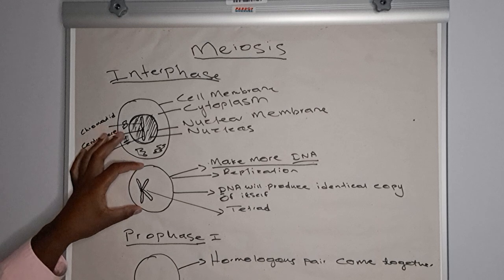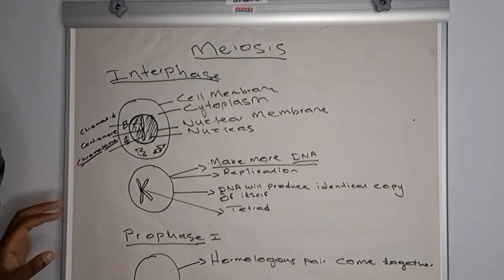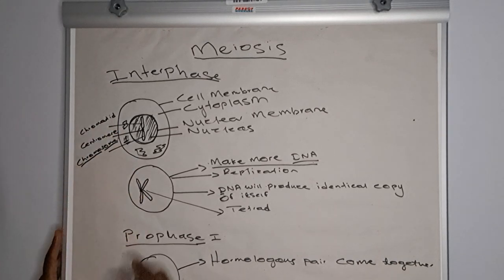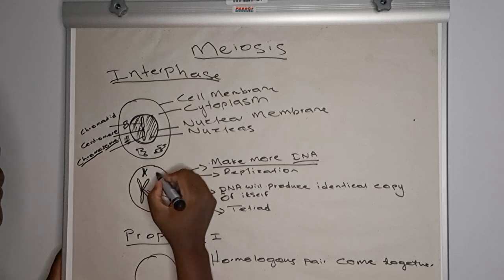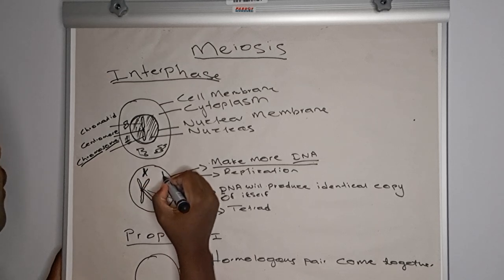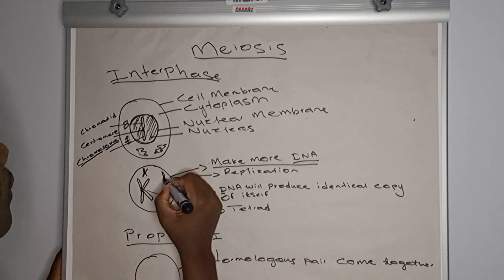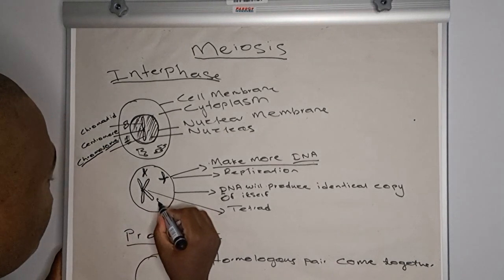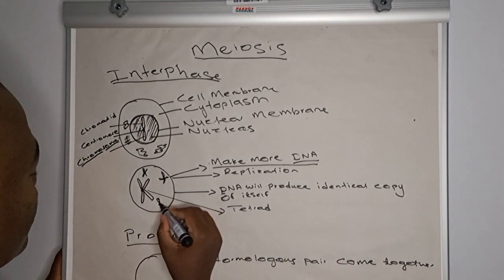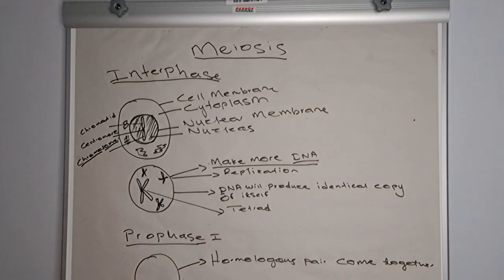Remember, in interphase, things were not together. There was another chromosome, there was another tetrad here, you know, there was another one here. So we need these things to really come together. Yeah, don't worry about these sizes. Tetrads are really different sizes. Homologous pairs come together.